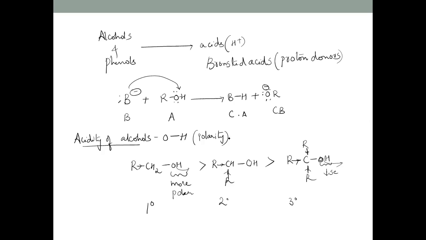Right? So polarity is directly proportional to the acidity. The more polar, the more acidic. The acidity is inversely proportional to the number of electron releasing groups or electron donating groups, right? More number of electron donating groups, the less acidic it is, or less number of electron donating groups, more acidic. So this is the acidity of alcohols.